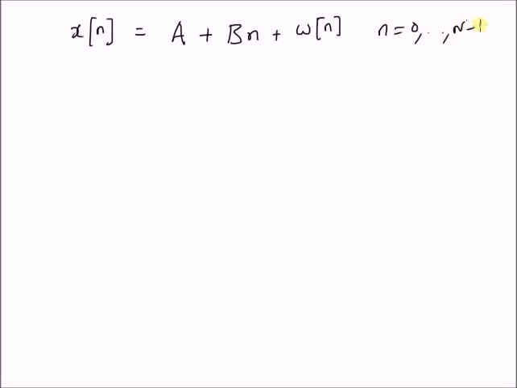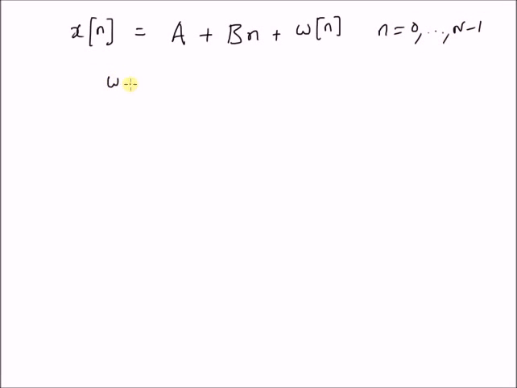Hello, welcome. In this short video, let us look at the CRBs for a line fitting problem. That is, given the following linear model, x of n is equal to a constant a plus a linear term b times n and a noise term w of n, for values of n equal to 0 to N minus 1.